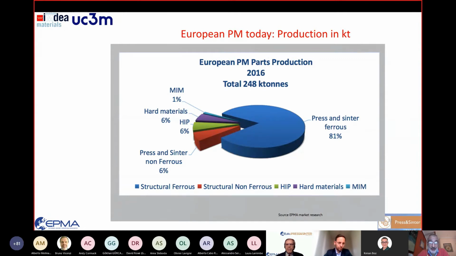So if we consider the non-ferrous press and sinter, the ferrous press and sinter, and some hard materials, maybe we can reach 90% of the PM parts produced in Europe are produced by press and sinter.